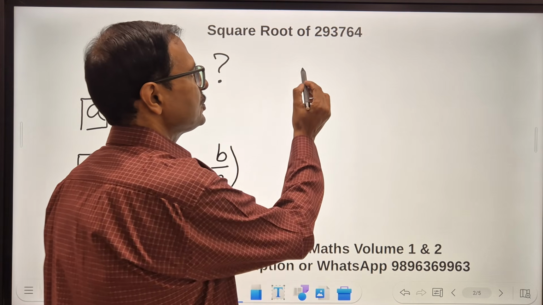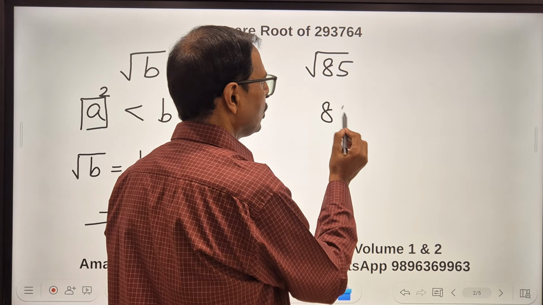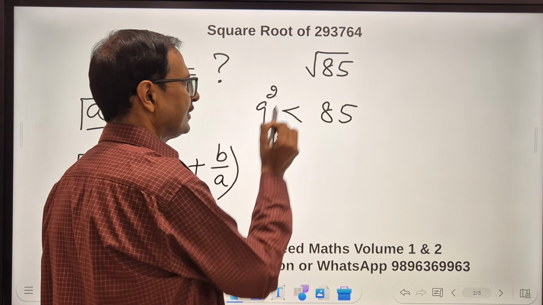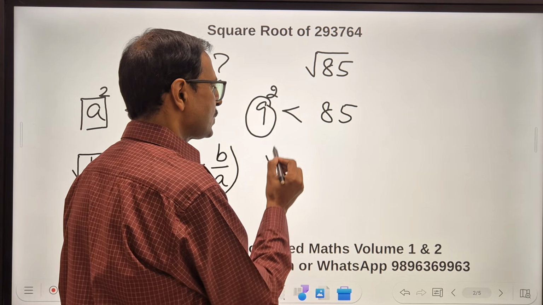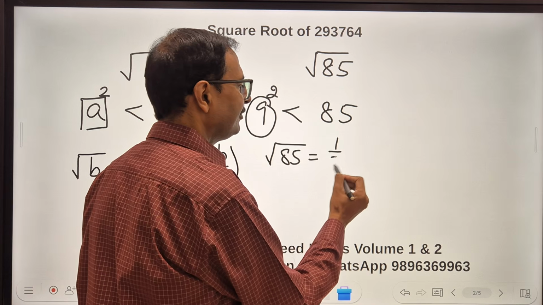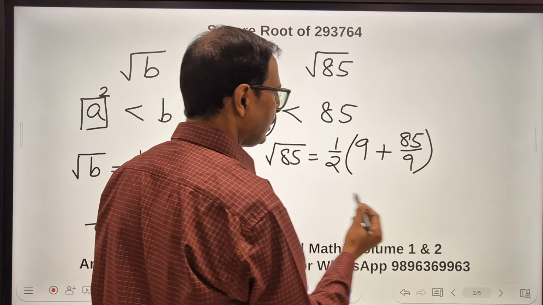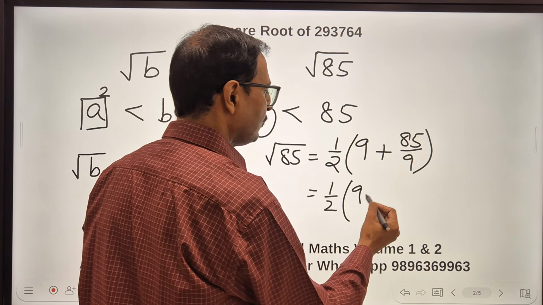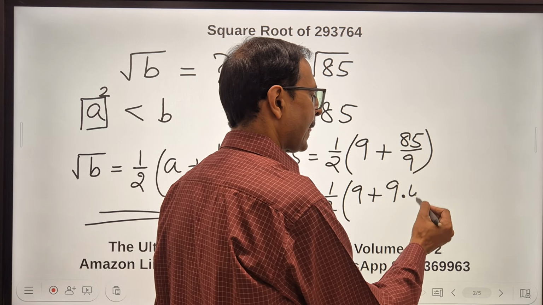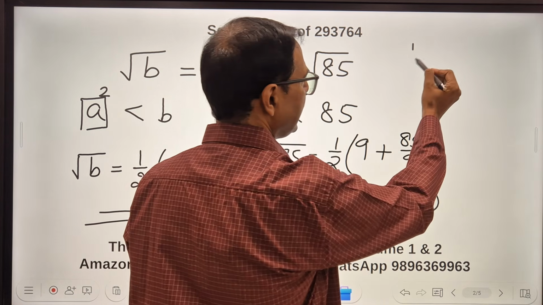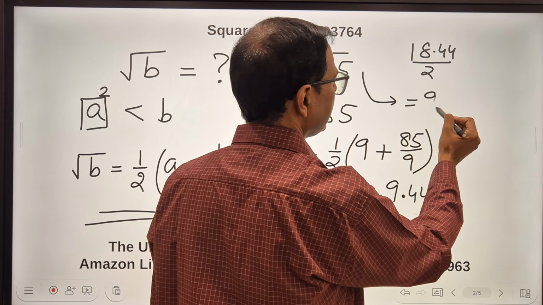Suppose, I'll give an example. Suppose you have square root of 85, okay. Now 85 is very close to 9 square, which is 81, right? That's the closest square. So 9 is what matters, and square root of 85 will be half of 9 plus the number 85 divided by 9. And all you have to do is to find what is 85 upon 9. So I've done it for you already. It is 9.44. And so this becomes 18.44 upon 2, which is, the answer is 9.22.